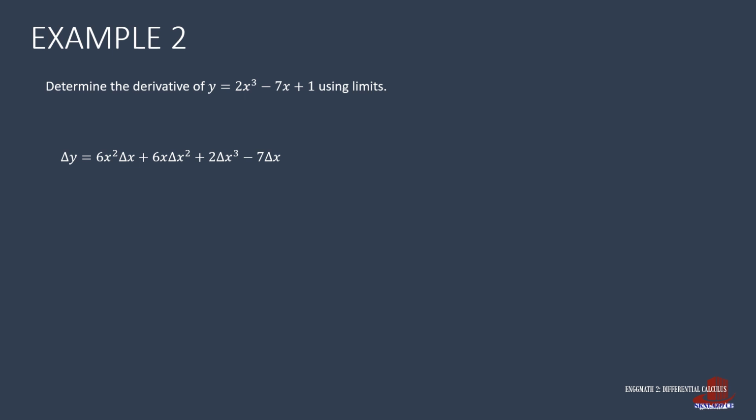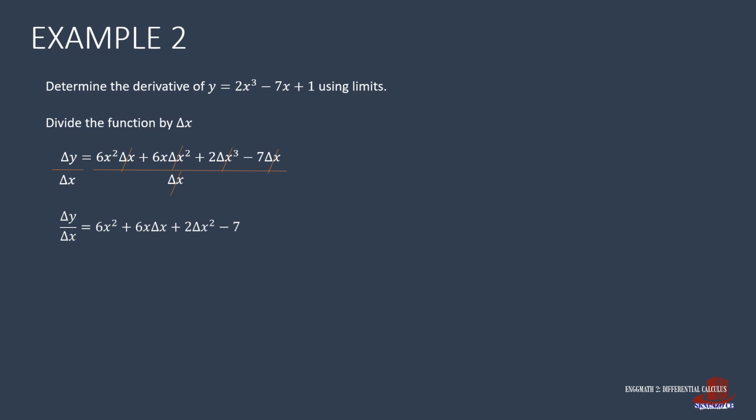As this is already the simplified equation, we proceed to step 3, which is to divide the function by delta x. And this step cancels out many parts of the equation, resulting in delta y over delta x as equal to 6x squared plus 6x delta x plus 2 times delta x squared minus 7.